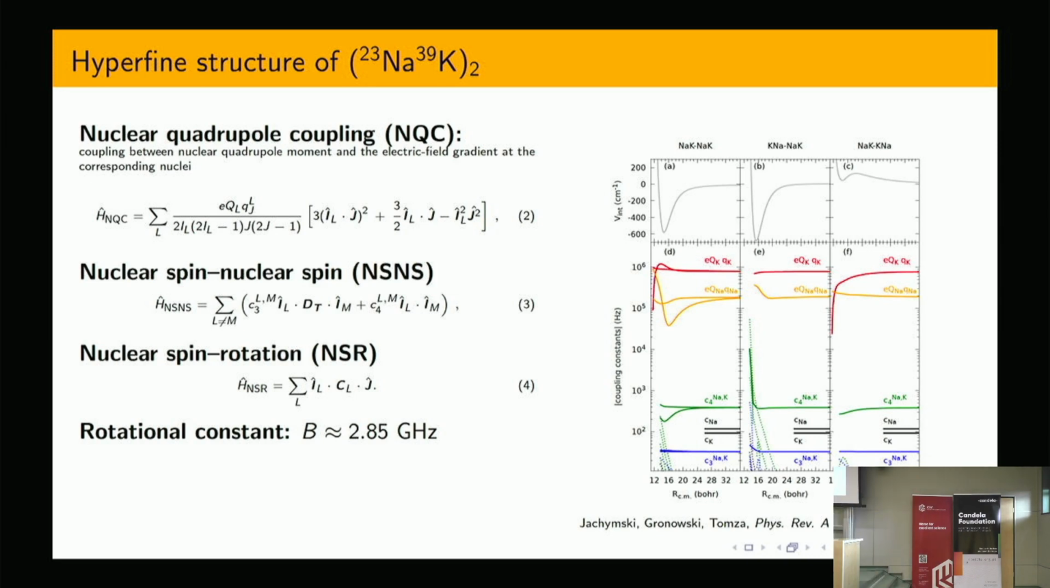So it means that something was missed in the previous study: the hyperfine interaction. The previous study assumed that the hyperfine interaction is exactly the same as in the case of the diatomic molecules. And what we did, we calculated the hyperfine interactions as a function of the intermonomer separation for different orientations of a sodium-potassium molecule.